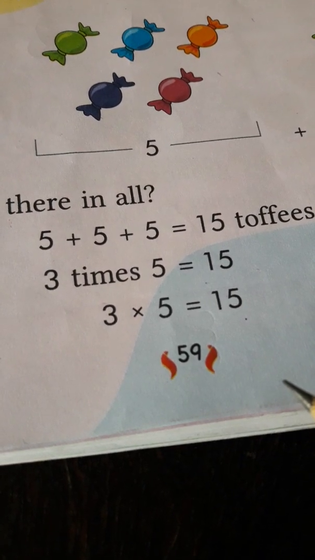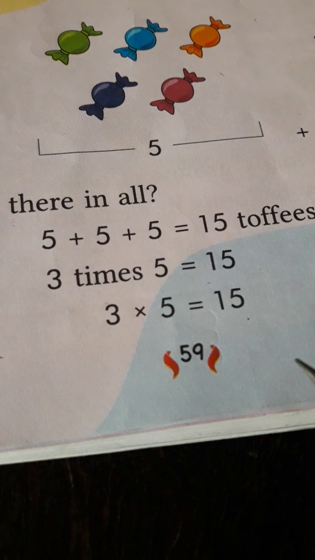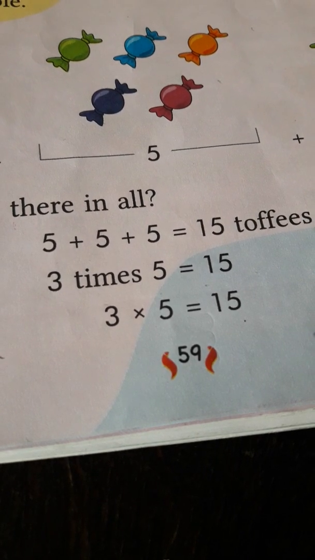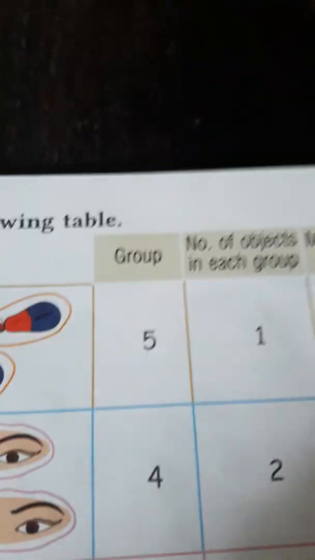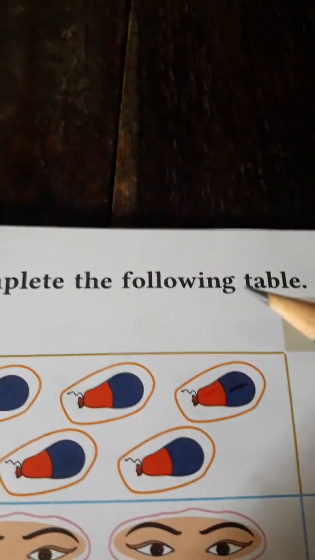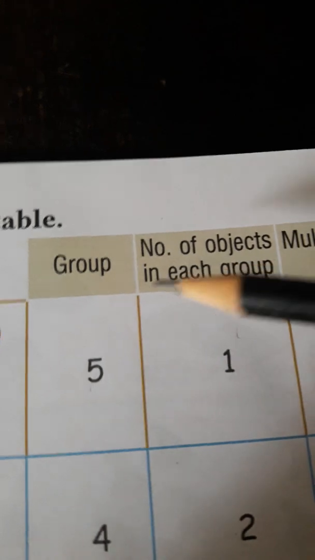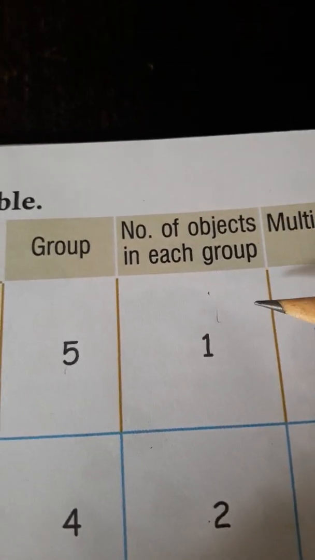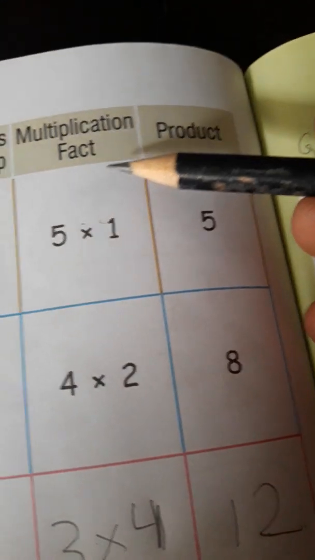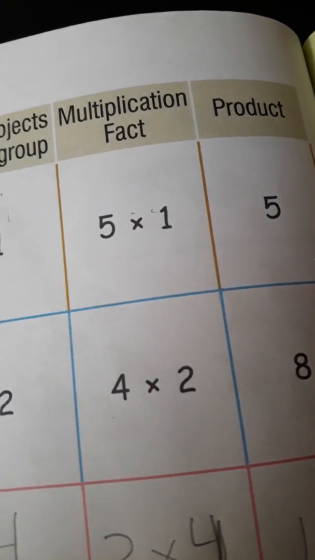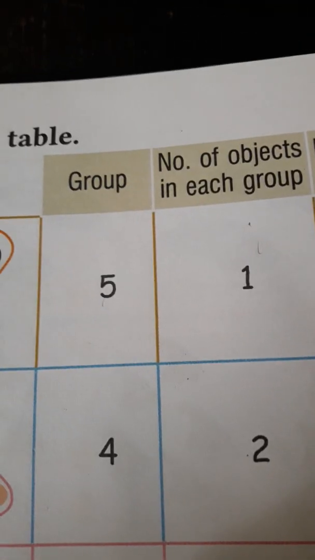In order to clarify this ideology, we will learn about the multiplication table in the next class. So you can see the number of objects, right? Yes. Complete the following tables. First you need to write the group, then the number of objects in each group, and the multiplication fact and product.